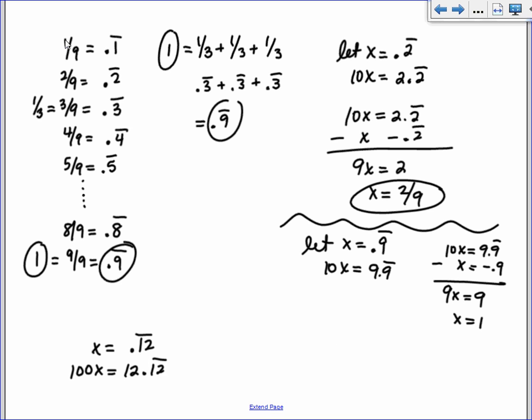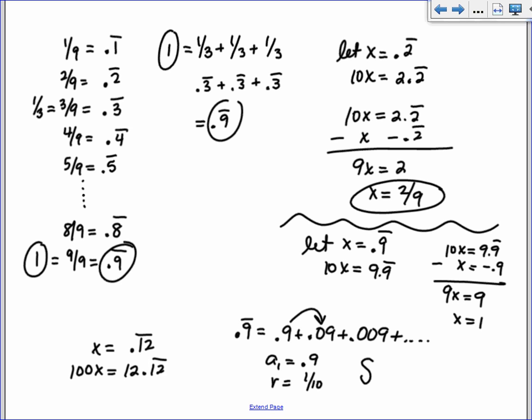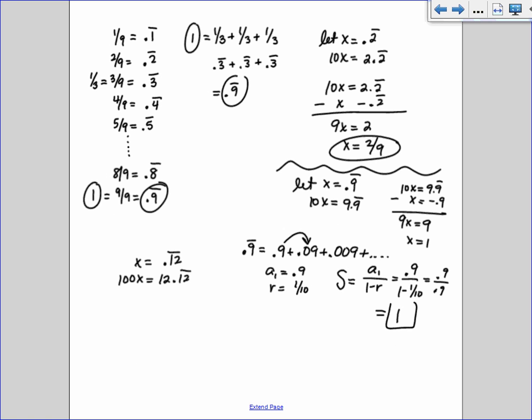Okay, last proof. 0.9 repeating. Well, that is 0.9 plus 0.09 plus 0.009, and so on. This is a geometric sequence. A1 is equal to 0.9. What's R? How do I go from here to here? What do I multiply by? By 1/10, or 0.1. So let's do 1 over 10. So the sum ends up being A1 over 1 minus R, which is 0.9 over 1 minus 1/10, which is 0.9 over 0.9. So your sum is equal to 1. So we just proved that 0.9, again, is equal to 1.